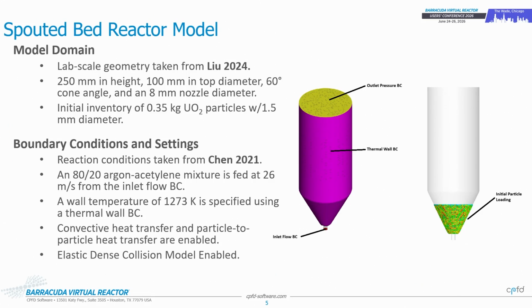Initially, 0.35 kilograms of uranium dioxide pellets are filled into the reactor. It's about 18,500 particles, and all of these have a uniform diameter of 1.5 millimeters.